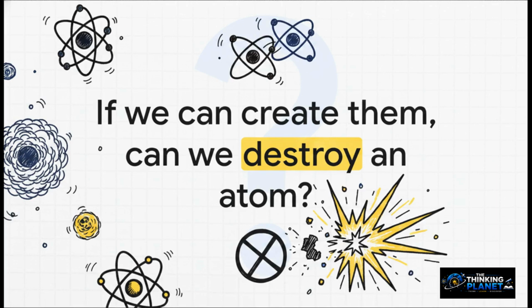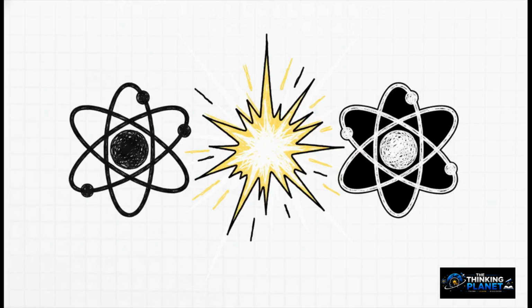Question 4. If we can create them, can we destroy an atom? Surprisingly, yes, we can. But it strictly follows the laws of conservation of mass and energy. Relying on Einstein's famous equations, an atom can be destroyed in the sense that its physical mass is completely converted into a totally different form, pure energy.